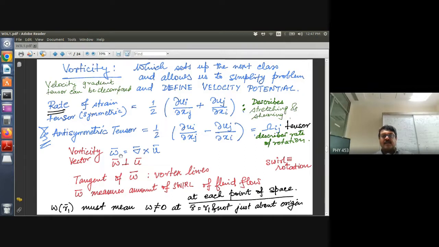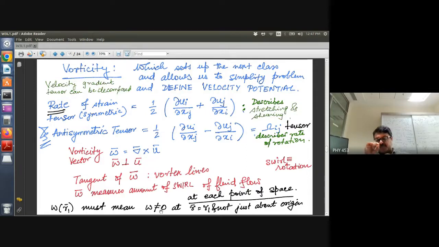Vorticity can be calculated, the vorticity vector at any point in the fluid where there is a flow, and flow has to be a function of x, y, z. If the curl of u exists at that point, then you have a finite vorticity at that point. So omega at r1 must mean that omega is not equal to 0.